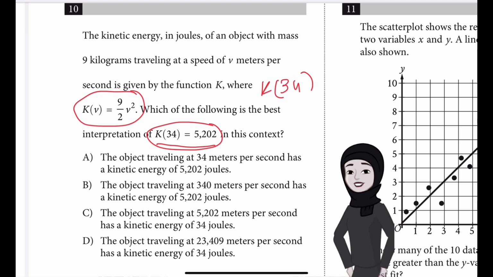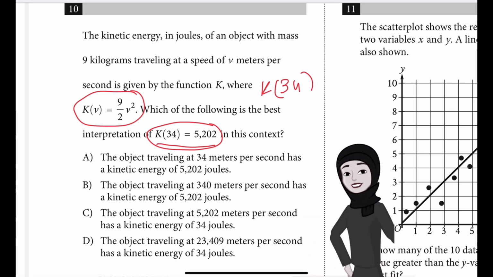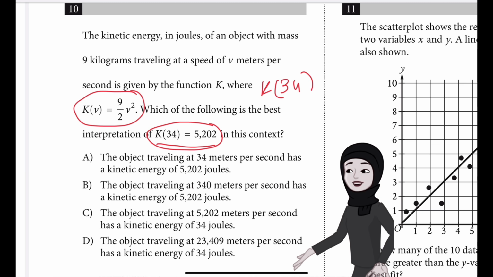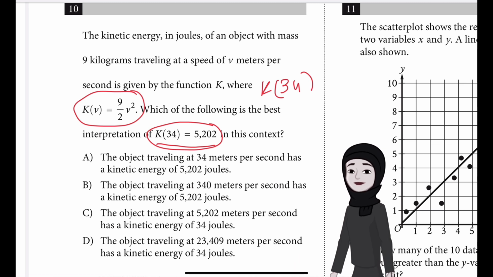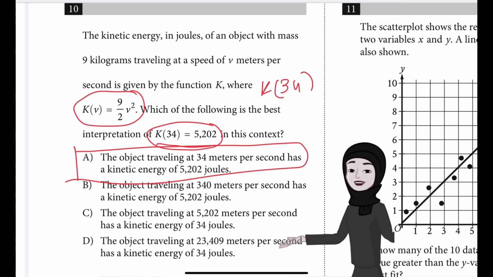5202. So 34 is the value of v, or the speed of the object in meters per second, and 5202 is the kinetic energy in joules of the object at that speed. Therefore, the best interpretation of K of 34 is equal to 5202 in this context is A. A says the object traveling at 34 meters per second has a kinetic energy of 5202 joules.